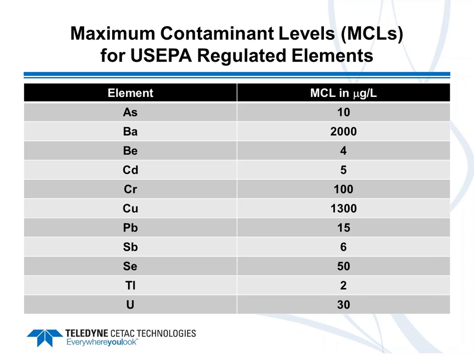Here is a list of the MCLs, or again, the maximum contaminant levels for some of the USEPA regulated elements. And there at the bottom you see uranium again at 30 micrograms per liter. But we'll look at these elements using both the standard nebulizer and the ultrasonic nebulizer in this very hard water matrix.